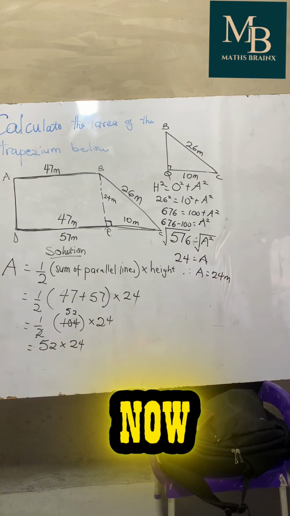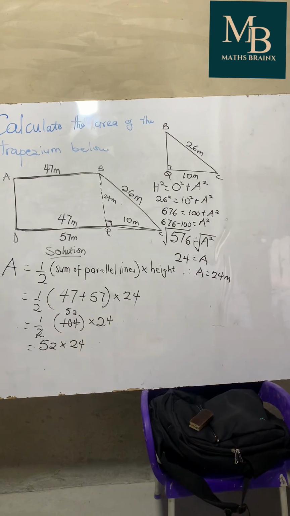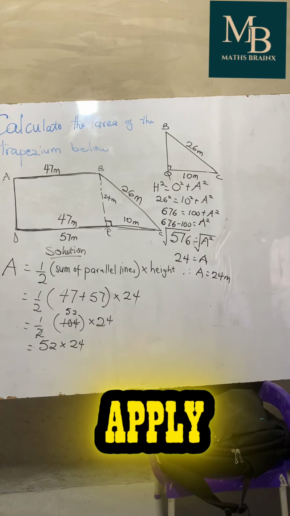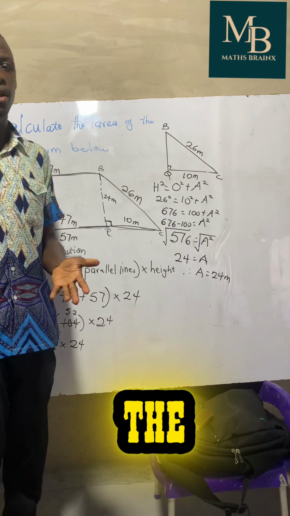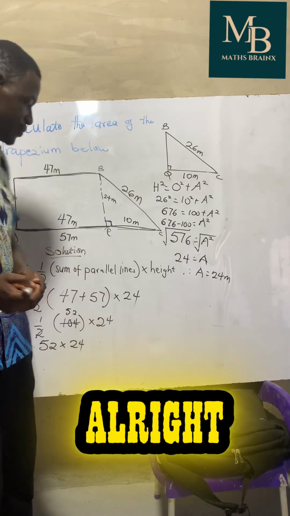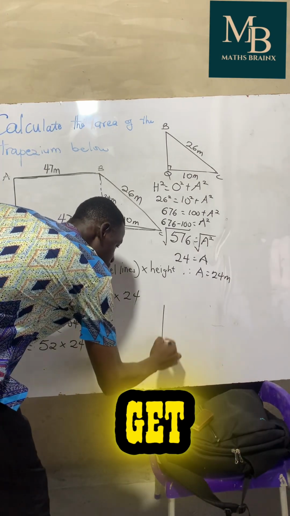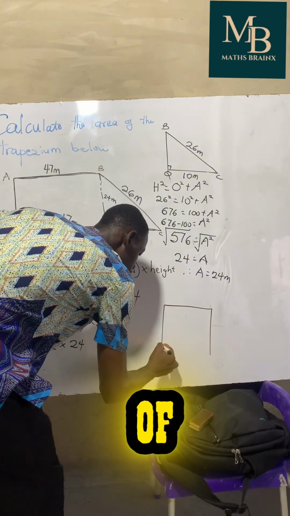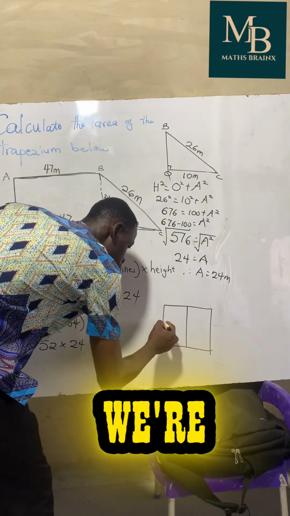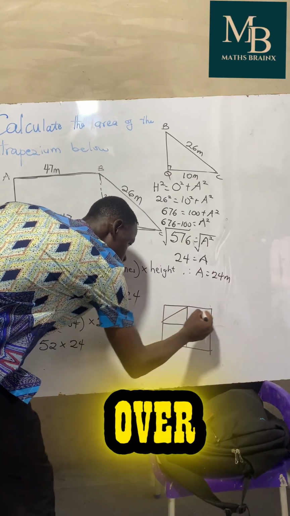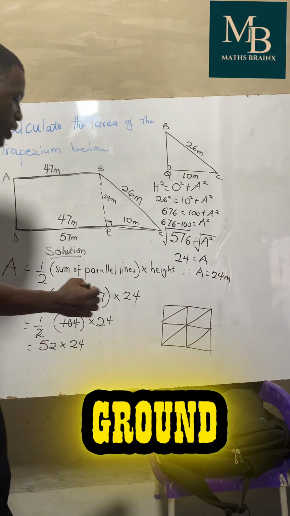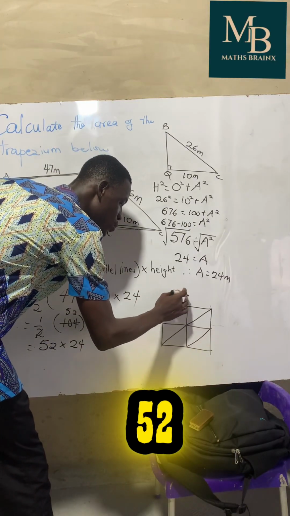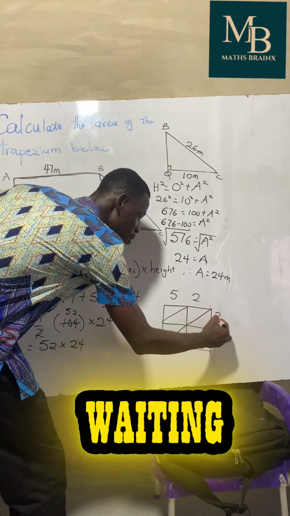Alright, now let's apply any of the principles of multiplying numbers. Let's use the lattice method. So we have 52 times 24.